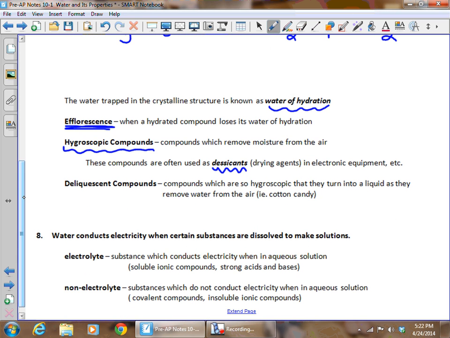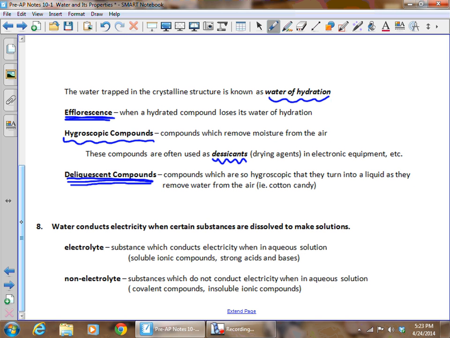But a deliquescent compound, these are some of my favorites, and one of my very favorites is cotton candy. Deliquescent compounds are so hygroscopic they will actually turn into a liquid as they remove water from the air. If you've ever had cotton candy on a very humid day, you'll notice those drops of liquid forming on the cotton candy, and that's because cotton candy is so hygroscopic. It's becoming deliquescent. It is removing water from the air and turning into a liquid. So, pretty cool. Kind of a weakness for cotton candy.